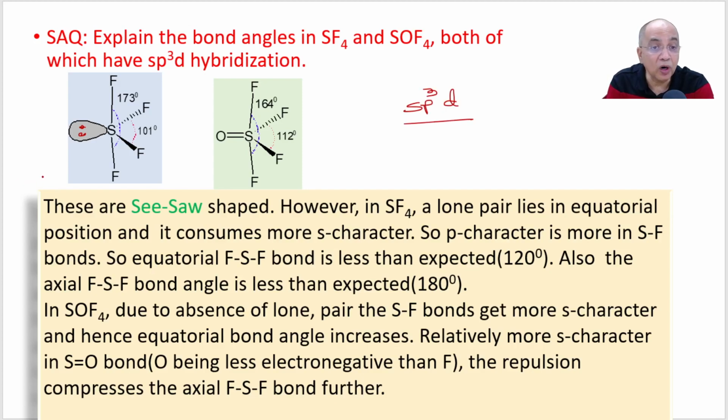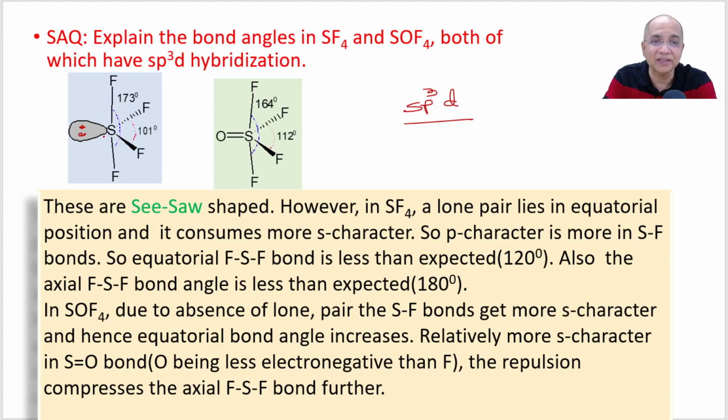Right? But one of the lone pairs has to be put in an equatorial position so that the repulsion factor is minimized. So if you do so, then the actual bond angles become different. In the trigonal planar, this equatorial bond, FSF bond, is only 101 instead of 120. The expected angle is 120, it is 101. And the axial bond is expected 180, it is 173.